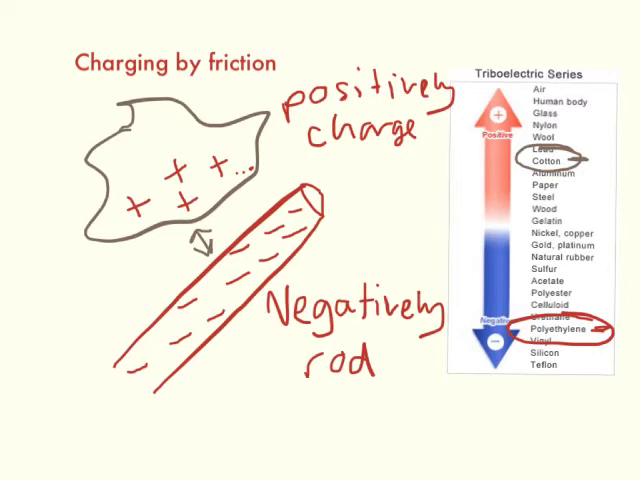As a result, the cloth has lost some electrons, so it's positively charged, and the rod has gained some electrons, so now it's negatively charged. You can see also that if you rub different things together, for example, if I rubbed a piece of steel together with a piece of acetate down there, you would see again that the acetate would gain some of the electrons from the steel, so the steel would become positively charged and the acetate would become negatively charged. Okay?